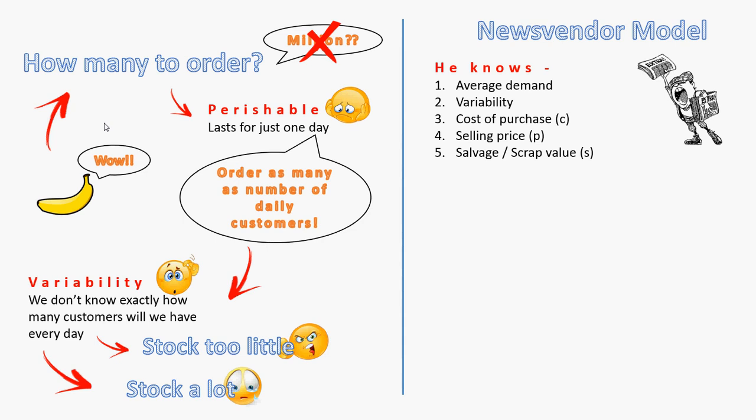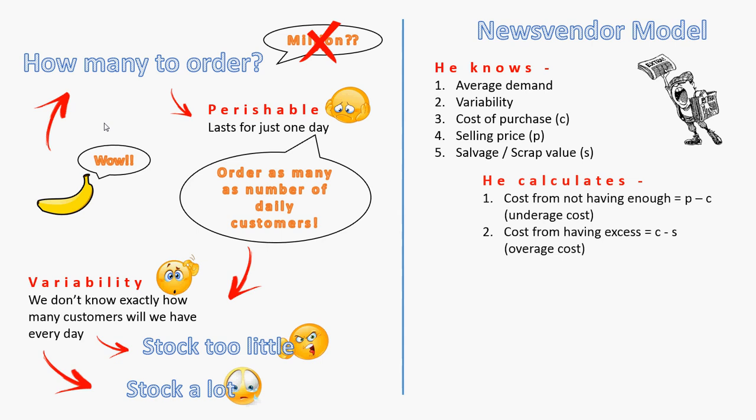So from this data, our Newsvendor calculates the underage cost, or the cost from not having enough, and the overage cost, or the cost of having too much, cost of having excess. Why don't we do a small example? So if the purchase price is $20, selling price is $30, and scrap value is $5, what do you think would be the cost of not having enough?